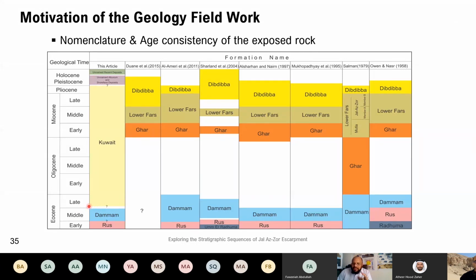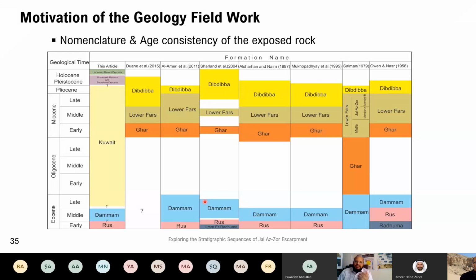And this really makes the Dammam middle Eocene as well. So it pushes the Dammam to an older age. We need to think in terms of these facies, the Dibdiba, Lower Faris, Ghar. Today, no one can put their finger on what the real differences between these formations are. Gregory in 1929 identified them as an undifferentiated tripod subdivision that needs more detail.